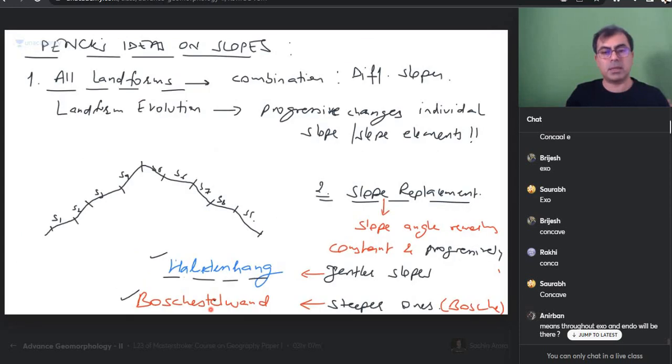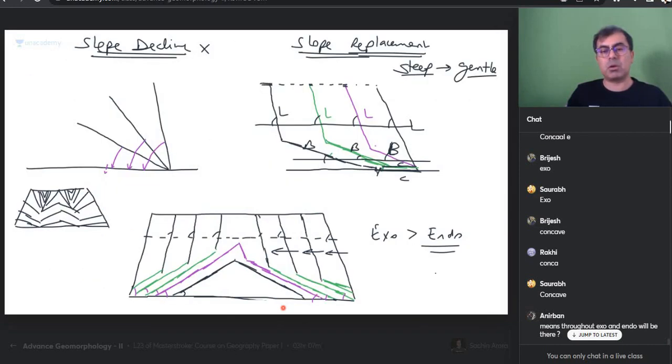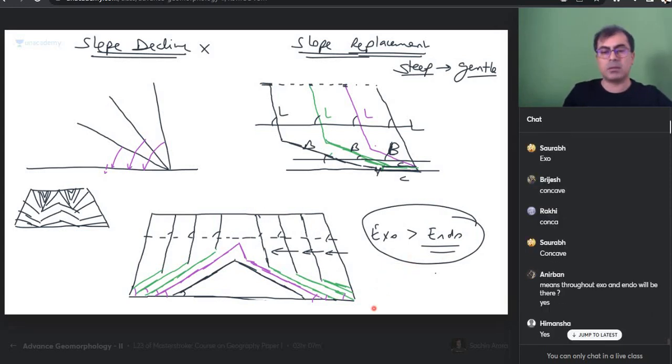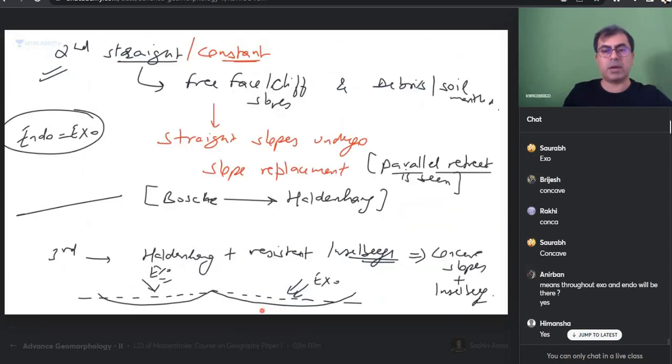Penck का idea जब हमने start किया, all landforms are a combination of different slopes. Landform evolution is progressive changes in the slope elements. And how are they getting changed? He says analytical slope replacement is nothing but interplay of multiple geomorphic forces. All the time, any landform is a function of forces, endo and exo. ये पहले भी लिखा है. Do we get that? So landform evolution is nothing but slope evolution, and it is an interplay of endo and exo.